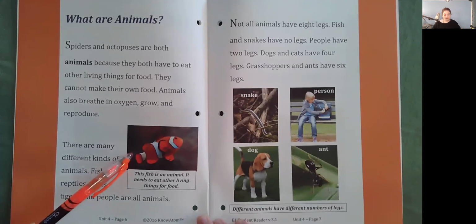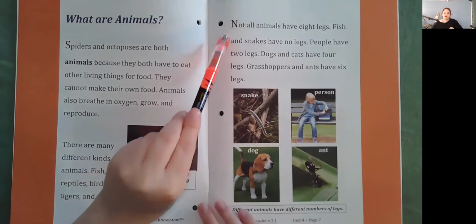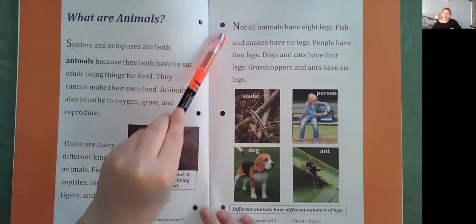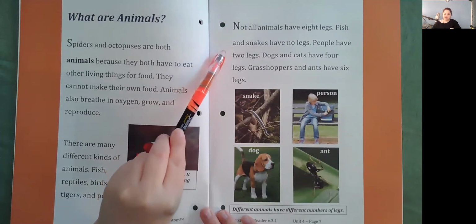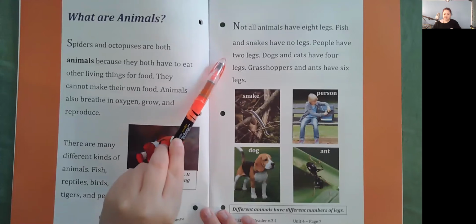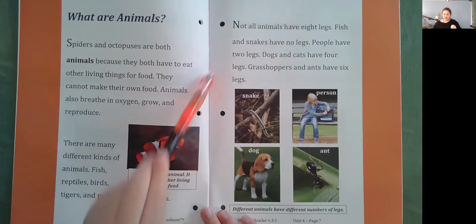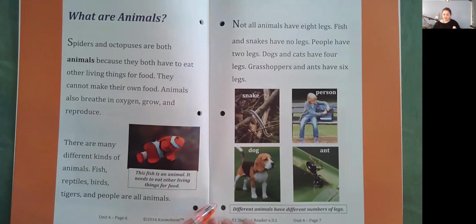This fish is an animal. It needs to eat other living things for food. Not all animals have 8 legs. Fish and snakes have no legs. People have 2 legs. Dogs and cats have 4 legs. Grasshoppers and ants have 6 legs. So different animals have different numbers of legs.